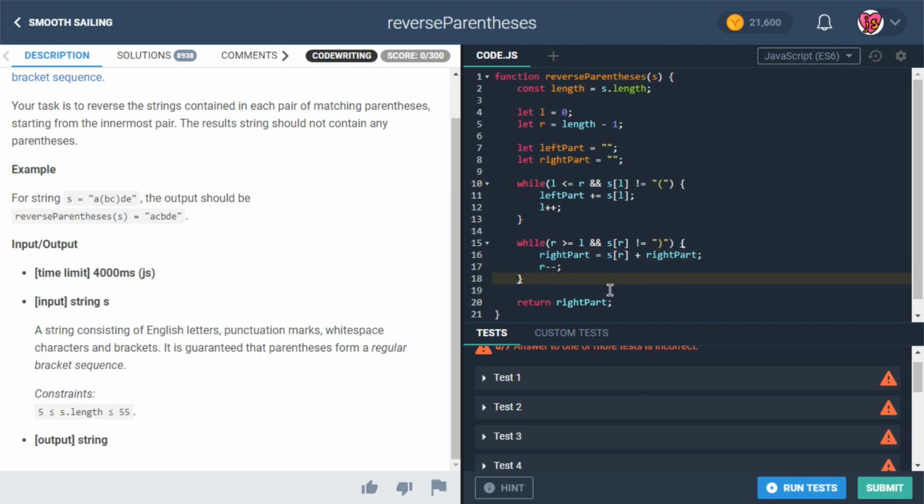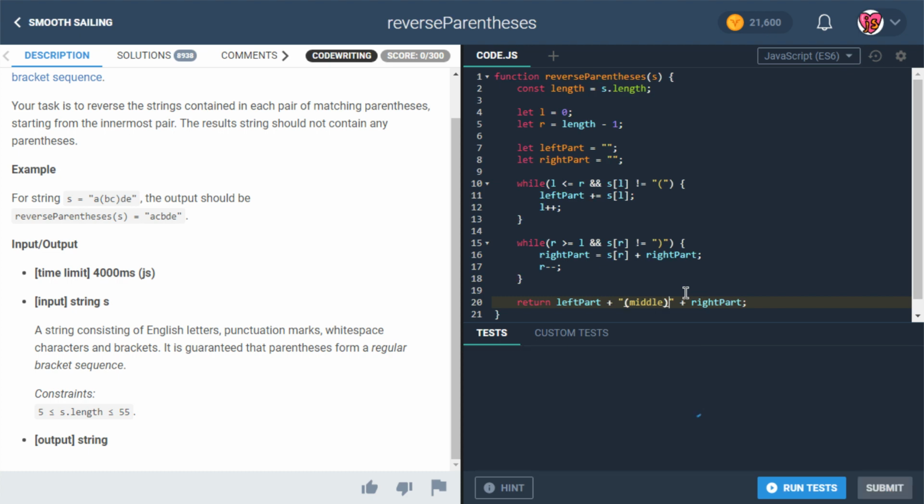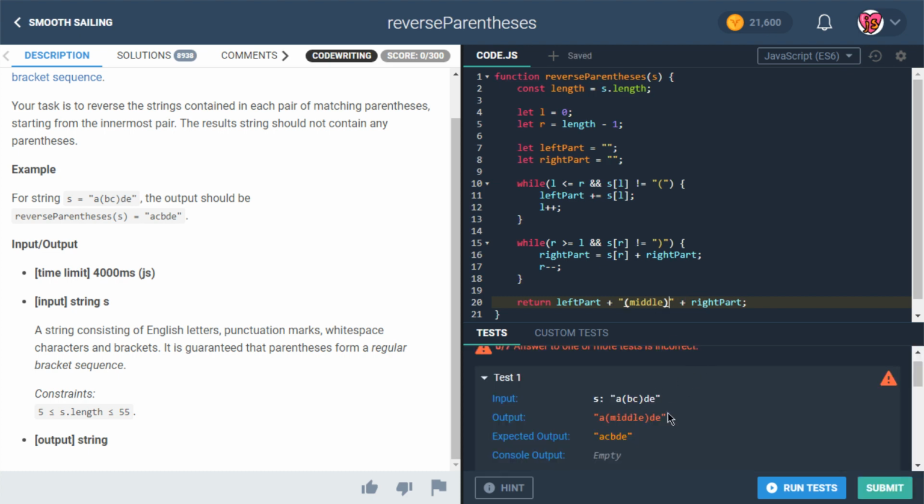All right, so we've got our left part, we've got our right part, and basically what we want to do is something like this. Left part plus middle plus right part. Let me just put that in parentheses for now. So that's basically what we want. We want the A, we want this middle part, which will be CB, and then we want the DE at the end. So we're actually going to have to define what this middle part is, but for now, let's just keep it like that.